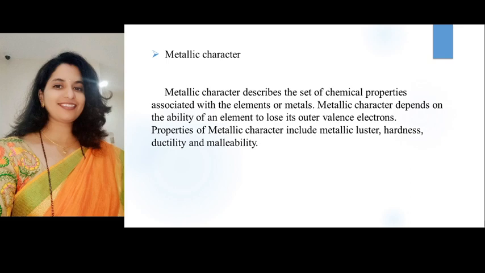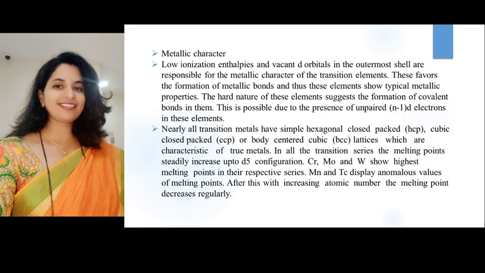As we have already learned, all the transition elements are metals and exhibit all the properties which are characteristic of metals. They are hard, lustrous, malleable, ductile, and possess high tensile strength. They have high thermal and electrical conductivity. Their melting points and boiling points are quite high. Nearly all transition metals have the simple hexagonal close packed HCP, cubic close packed CCP, or body centered cubic BCC lattice, which are characteristics of true metals.